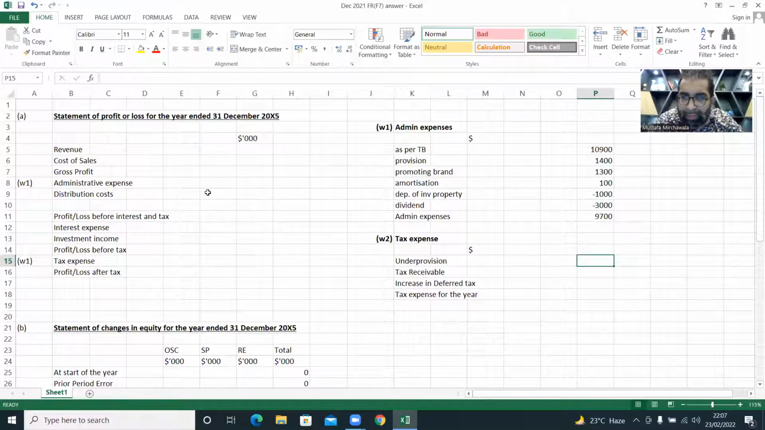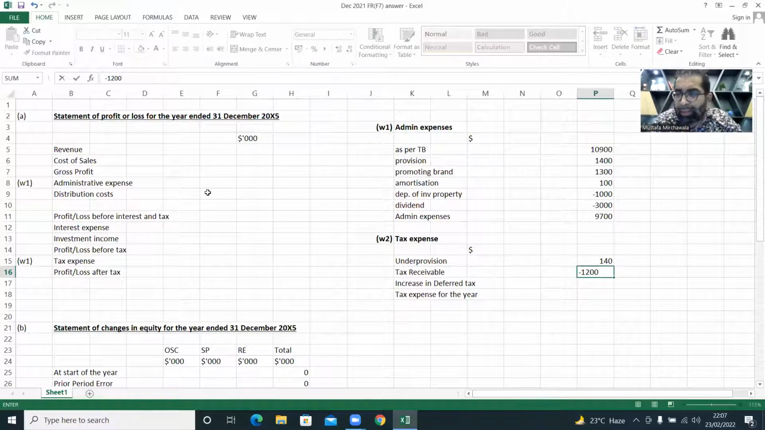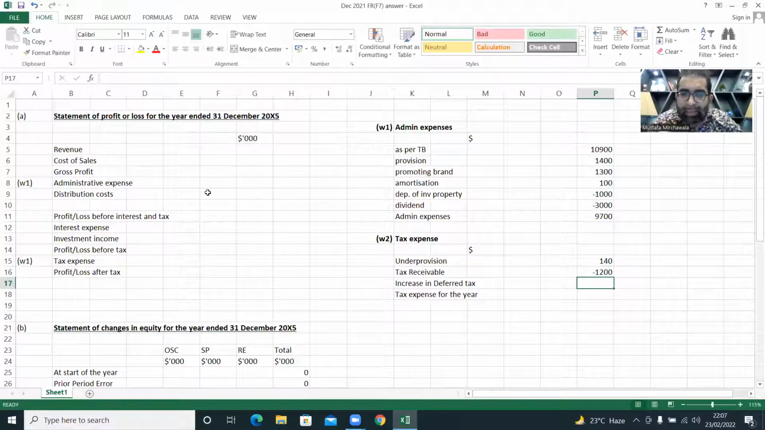Your tax expense under provision was, I think, 140. Yes, it was an expense. Sorry. Remember your current tax, the current tax receivable was 1200. Your current tax income was 1200 and the increase in deferred tax expense was 500. So 560 was your income. Wait a minute again. Yes. Okay. Now let's make something here.